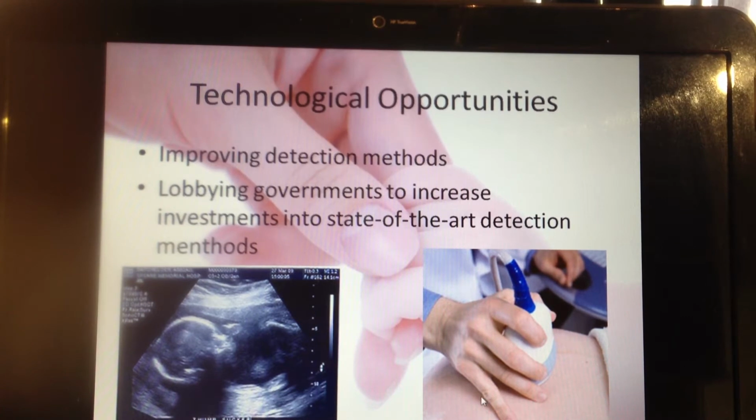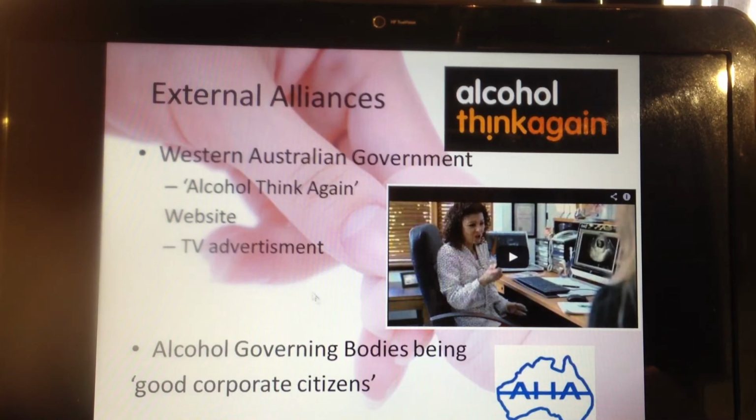Constantly improving detection methods of FAS is a technological force that we could take advantage of. If we were to target government lobbying for greater investment into state-of-the-art detection technologies, then this could help achieve our goals. Also, forming external alliances with pre-existing programs such as the Western Australian Government's Alcohol Think Again website can help support implementation of our campaign.